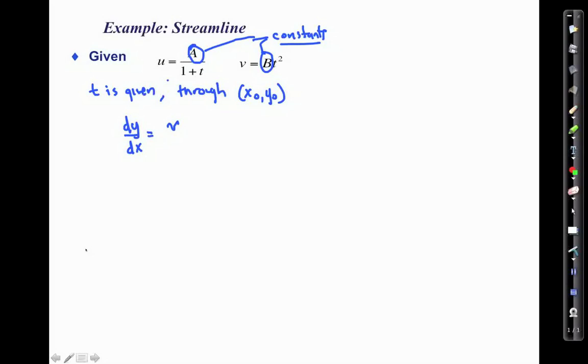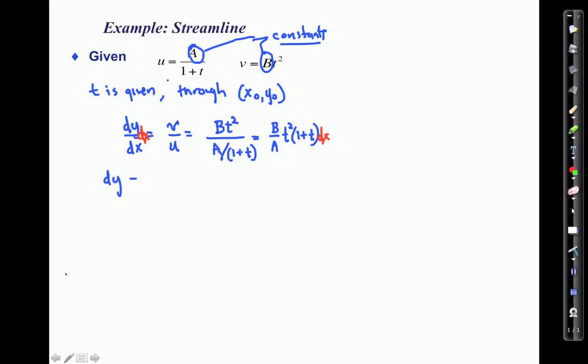v divided by u. And if I now simply plug in for v, I'm going to have here b times t squared for v. I plug in for u, this is going to be a divided by 1 plus t, or in other words, that's equal to b divided by a times t squared times 1 plus t. Now, hopefully I haven't gone too far to the right there. So we can now multiply this through by dx, right? So this multiplied by dx, multiply that by dx. This becomes equal to simply dy on the left.